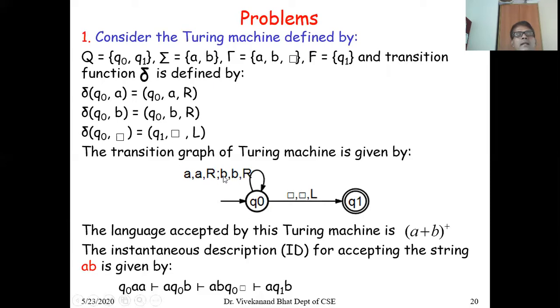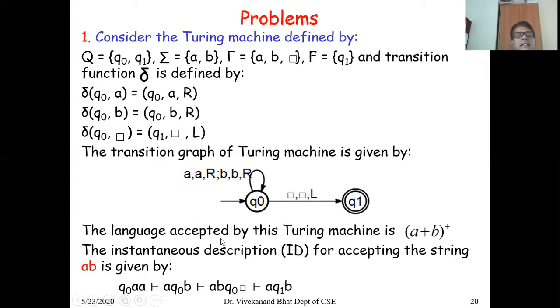Similarly, we have another transition represented by three symbols, B B R. So we are in the same state. The Turing machine will read B, replace B by B and move right. Finally, it will change the state to Q1 by replacing blank by blank and moving left.